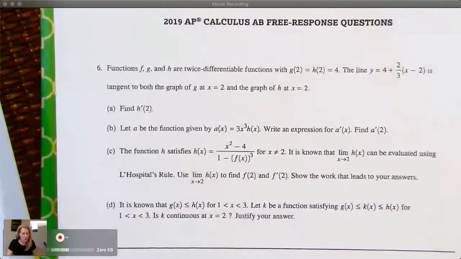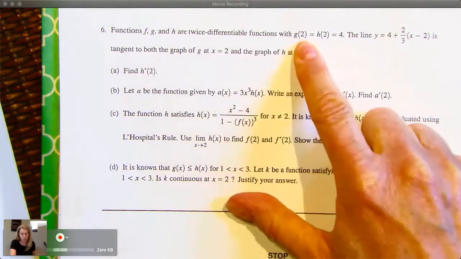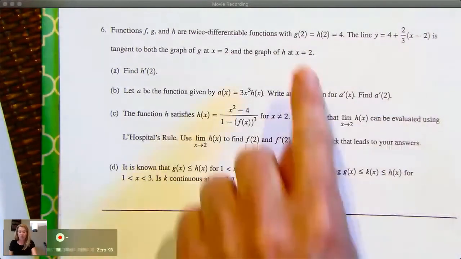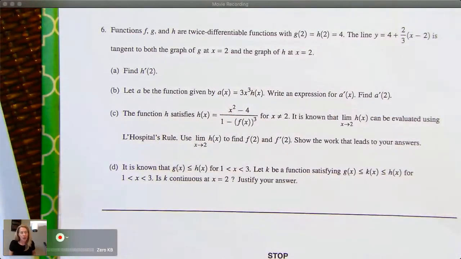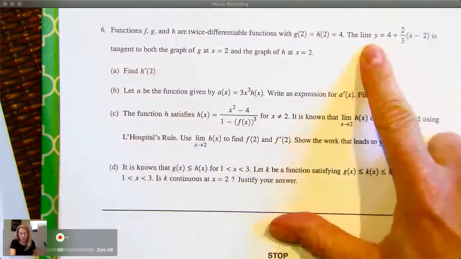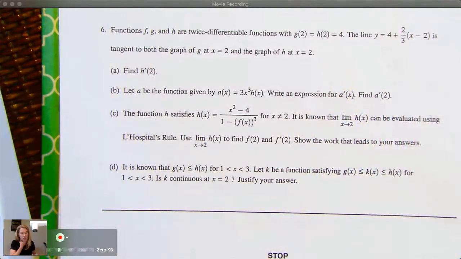Let's see if we can get a little start on problem 6 here, and then we're going to call it a day. So problem 6 says we have 3 functions, f, g, and h. They're all twice differentiable. And at time 2, g of 2 is equal to h of 2, which is 4. So basically at that time 2, both of these functions just happen to equal 4. We have this line, y equals 4 plus 2/3 times (x minus 2), which is tangent to both the graph of g and the graph of h at that exact same time.